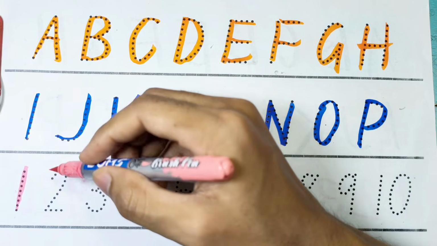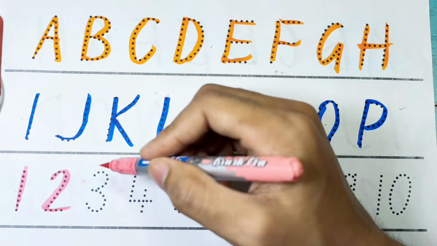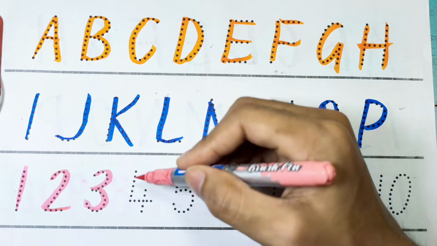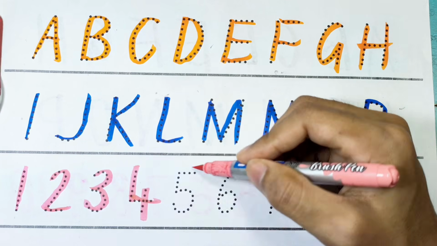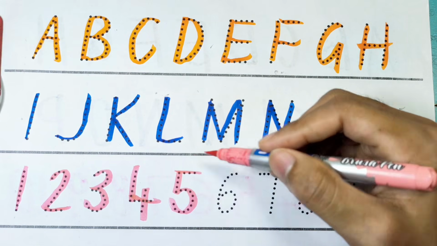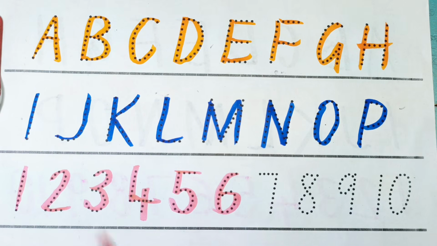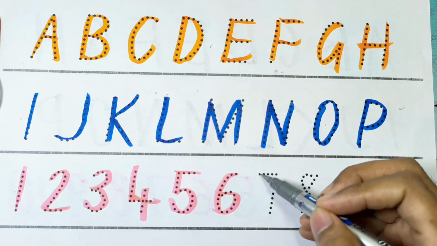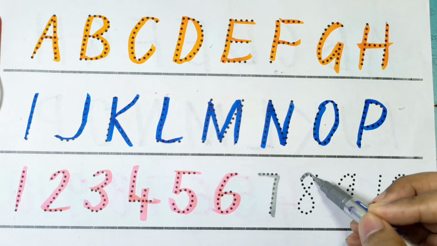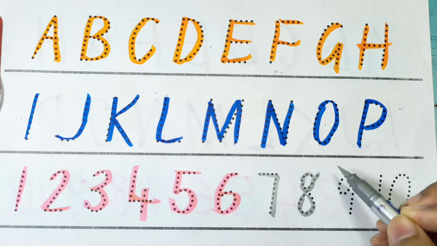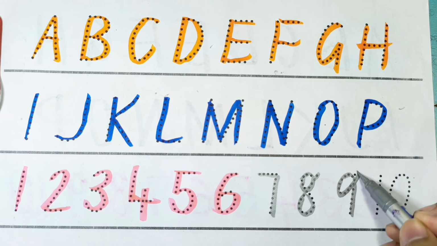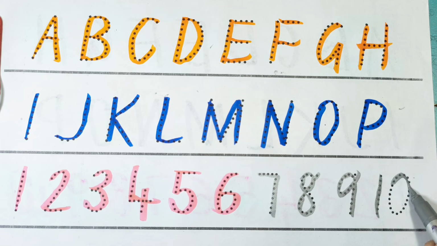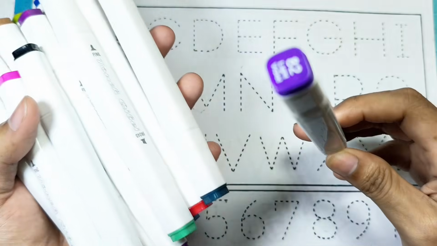Now we're using the color light pink. Writing the number 1. The next one is 2. 3. 4. 5. 6. Six, 6. Now we're using the color silver. Writing 7. 8. The next one is 9. Nine, 9. 10.